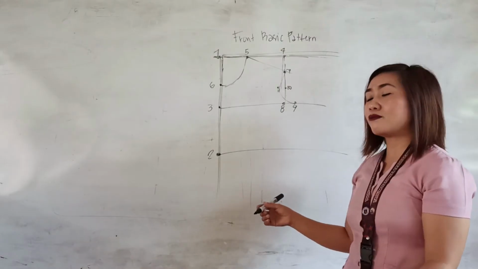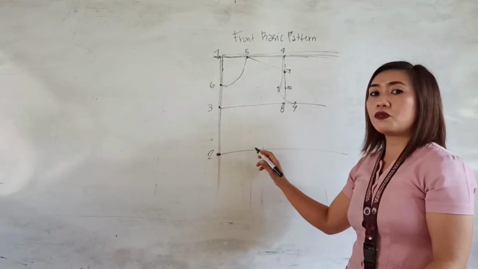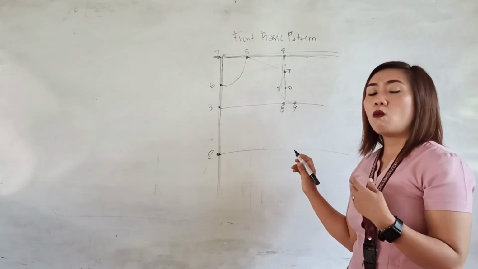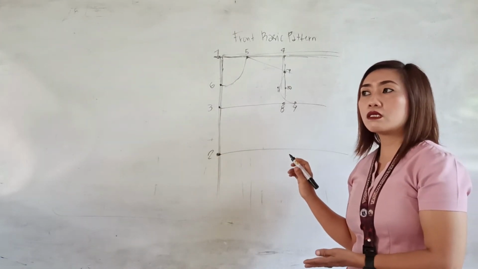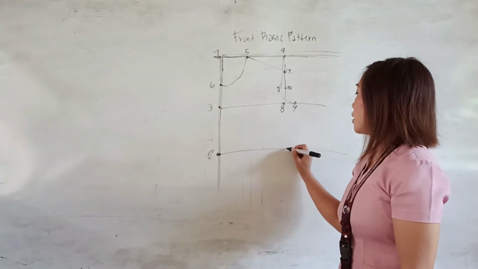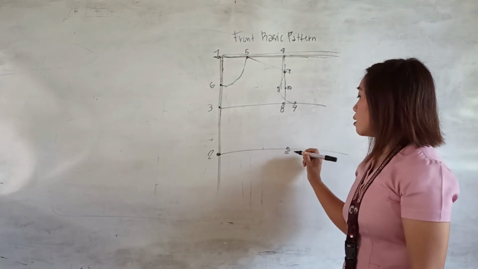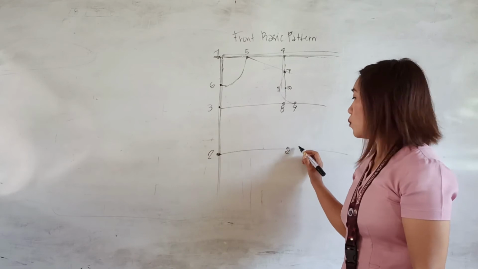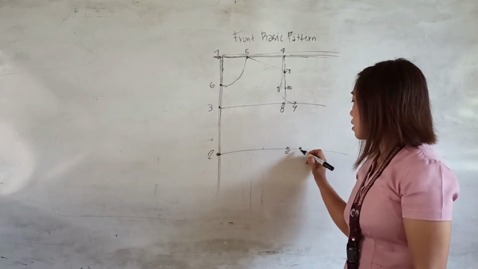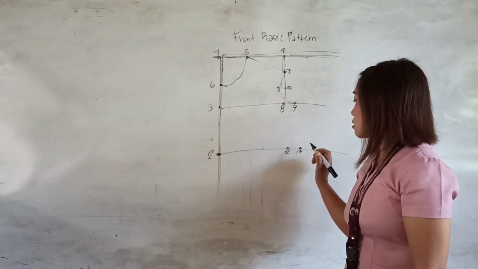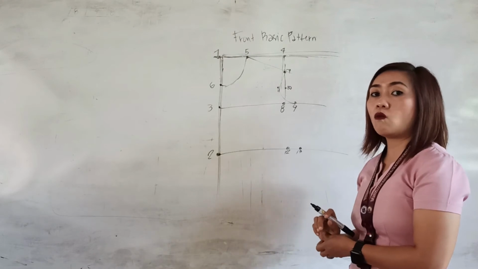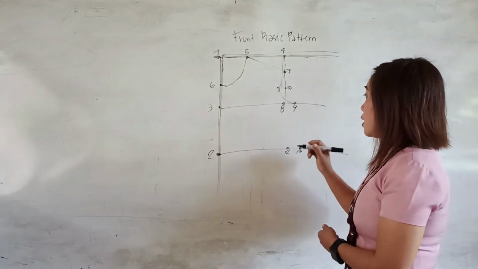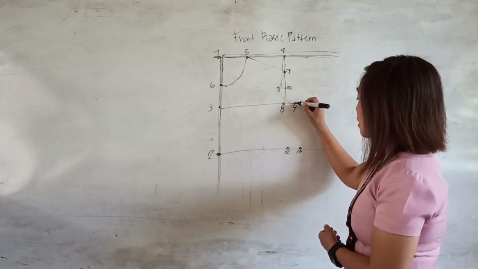Now, from point 2 going to the right, you measure the 1/4 of your waist measurement and mark it point 12. Now, from point 12 going to point 13, this is our waistline allowance, and this is 1 1/2 inches. And then connect points 9 and 13.